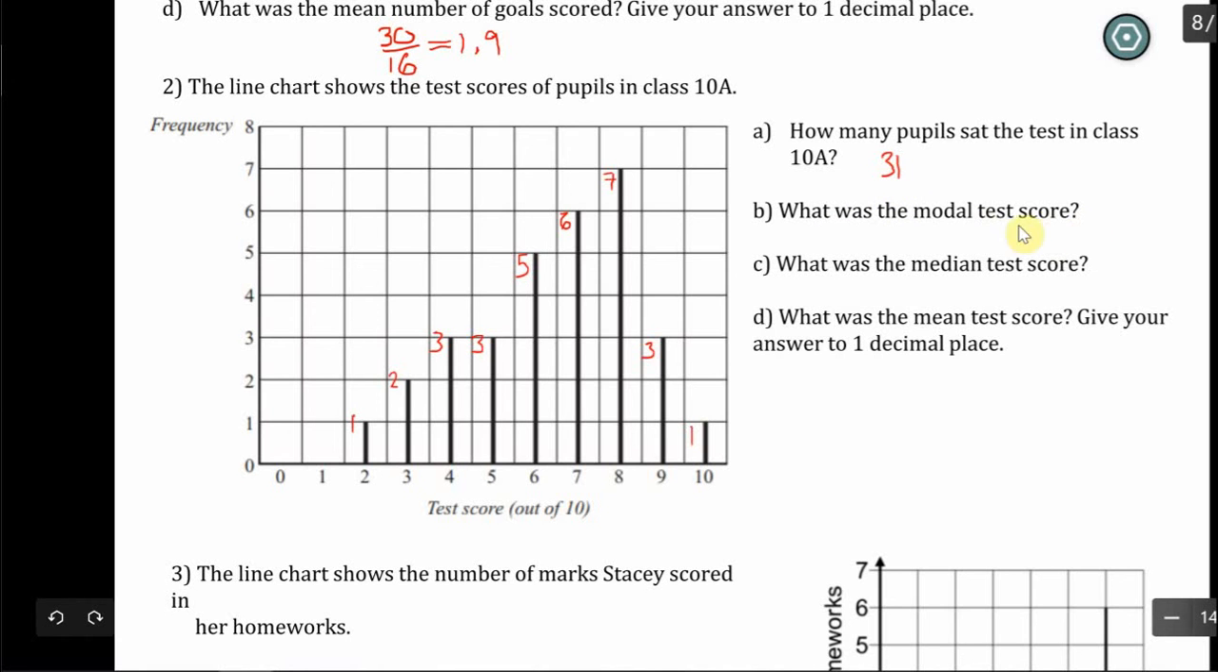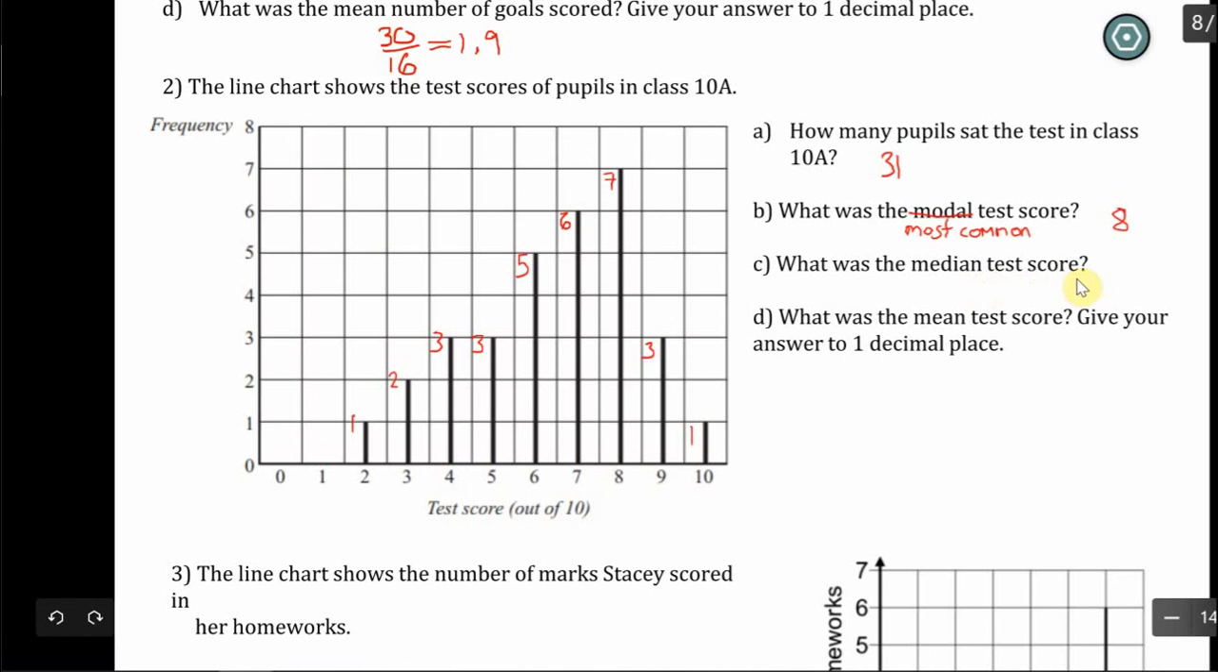What's the modal test score? Loads of people get confused when they see this word modal because they're used to the word mode. If you see either of them, just replace it with the words most common. And I swear you will make fewer mistakes on these sorts of questions. What was the most common test score? Well, 8 was scored the most often. 7 people got it, but the most common test score was 8.